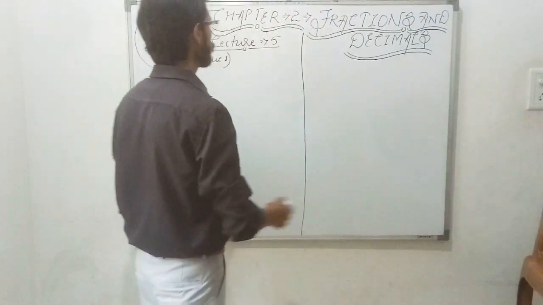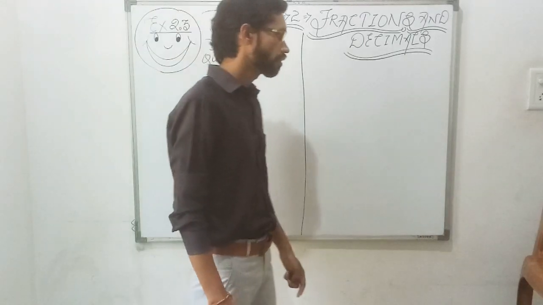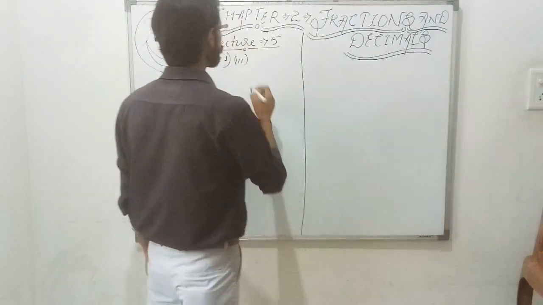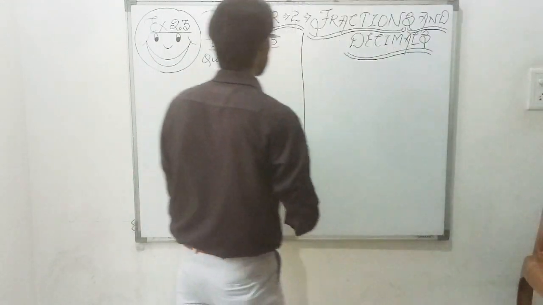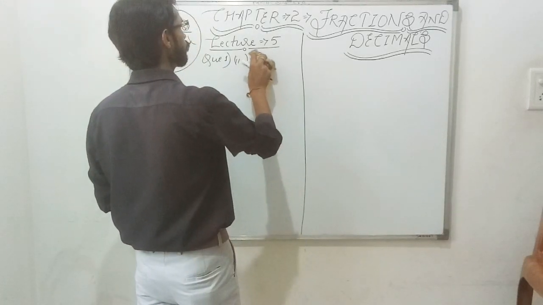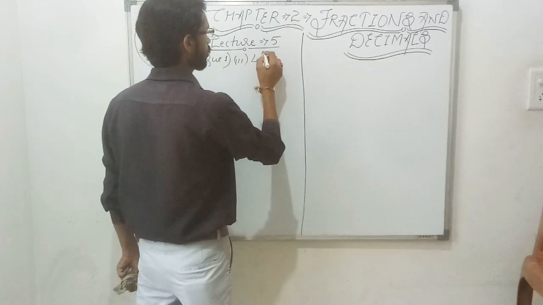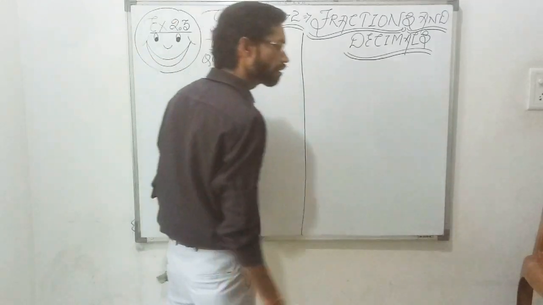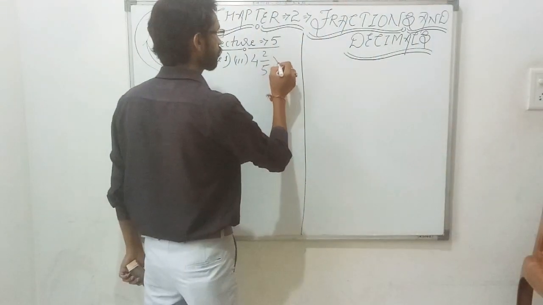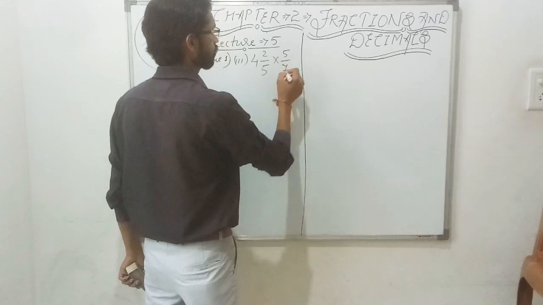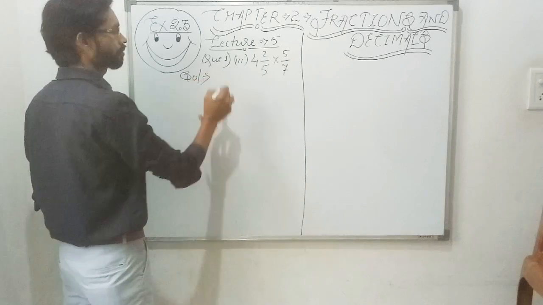So in this I'll do the third part of the first one. Here it says 4 2/5. I'll write a little bit big because it might not be visible to you. It is 4 2/5 into 5/7. Alright, so we'll put the heading solution.